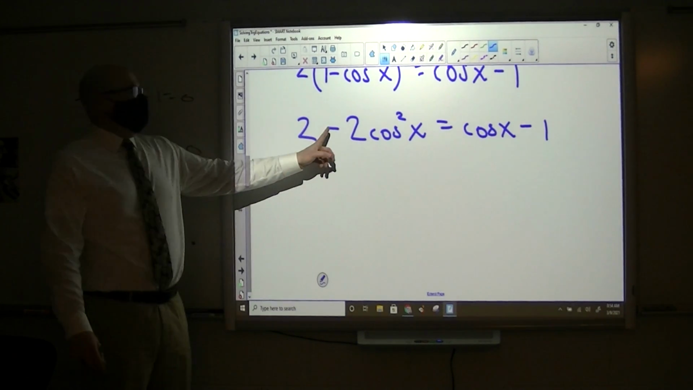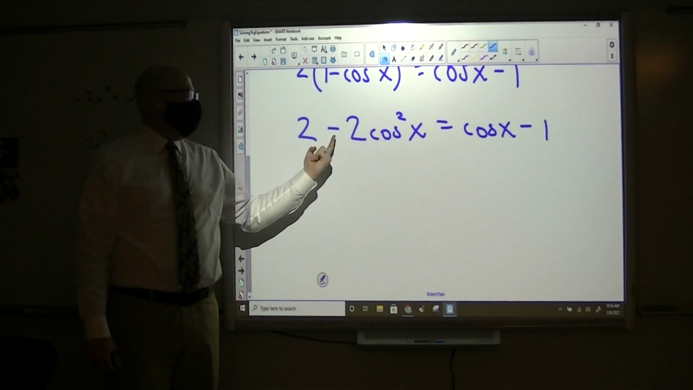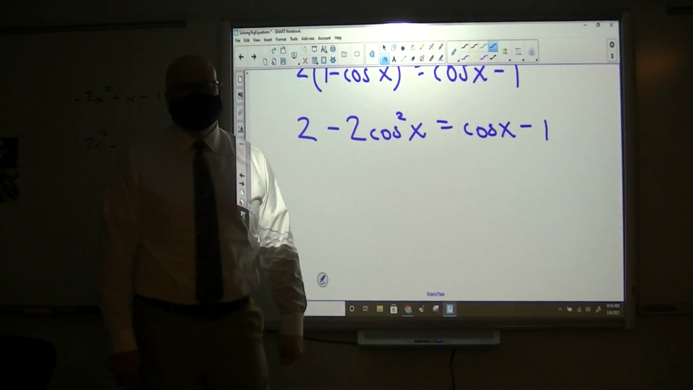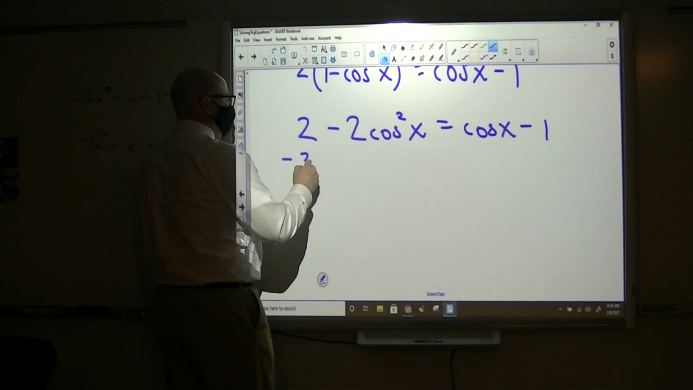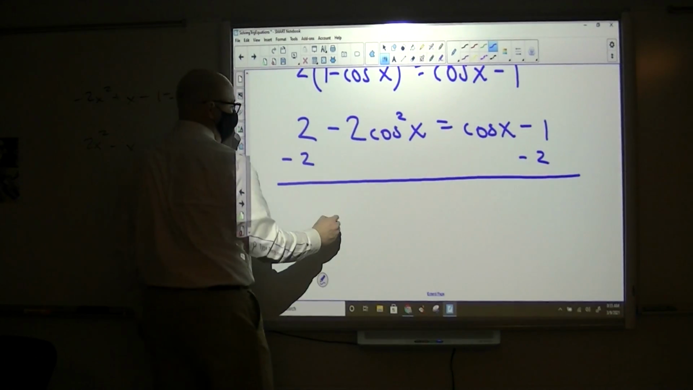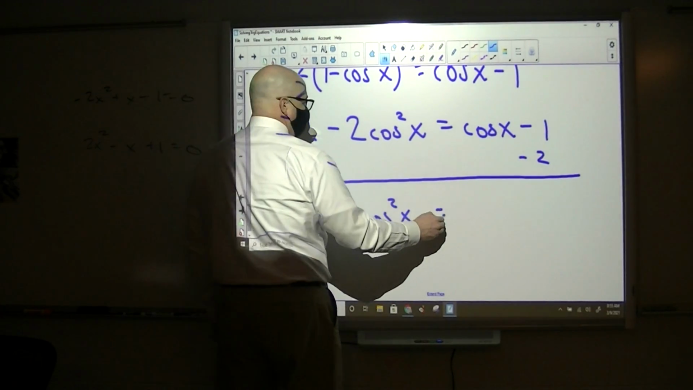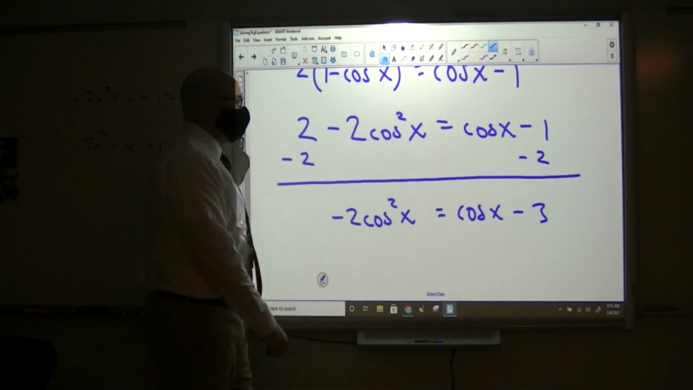Anyway, I'm not going to move that stuff over to here because that would give me a negative leading coefficient. I'm going to move this stuff over to there. That's what I'm going to do. So, first thing I'm going to do is subtract 2. Subtract 2. We have negative 2 cosine squared x equals cosine x minus 3.